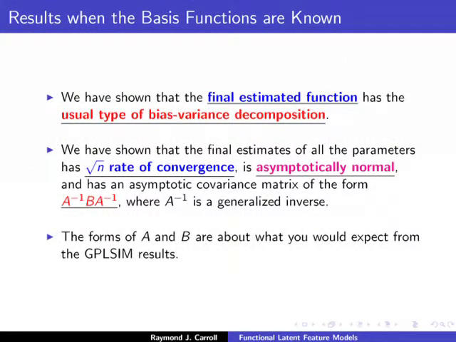I won't do the details, but the estimated function, the function S, has the same bias variance decomposition that we all know and love. The parameters are estimated at root-n rate, they're asymptotically normal, and they have a covariance matrix, which is pretty much what you would expect. It's a little bit trickier because there is the constraint that theta has norm 1, but what you get is exactly what you expect to get. It's a semiparametric efficient procedure. So that's really good.